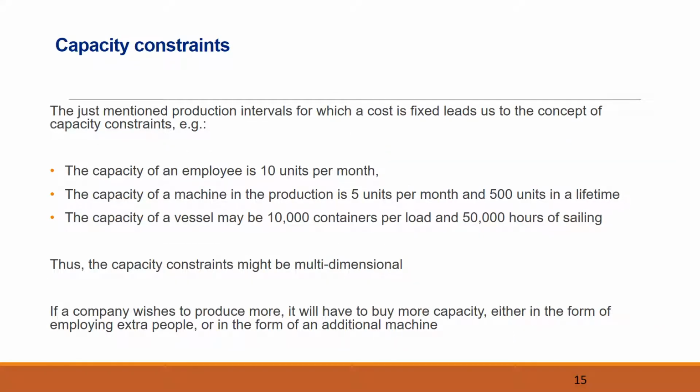The just mentioned production intervals for which a cost is fixed leads us to the concept of capacity constraints. For instance, the capacity of an employee is 10 units per month. Another example, the capacity of a machine in the production is 5 units per month and 500 units in a lifetime. Or the capacity of a vessel may be 10,000 containers per load and 50,000 hours of sailing. Thus, the capacity constraints might be multidimensional. If a company wishes to produce more, it will have to buy more capacity, either in the form of employing extra people or in the form of an additional machine.